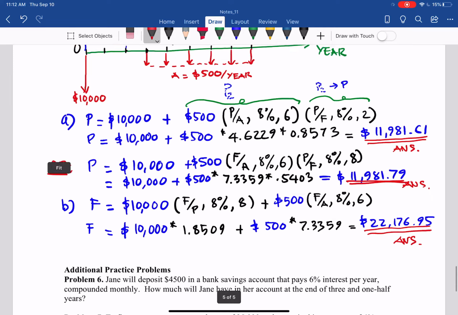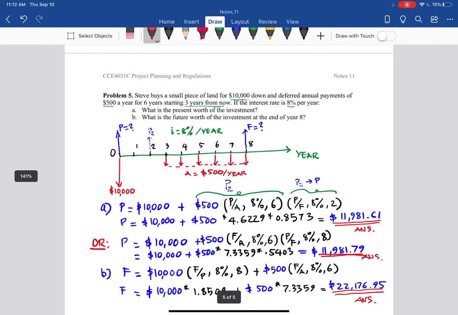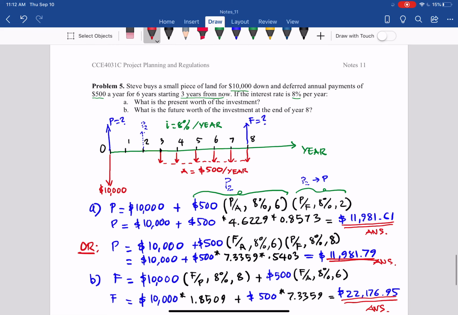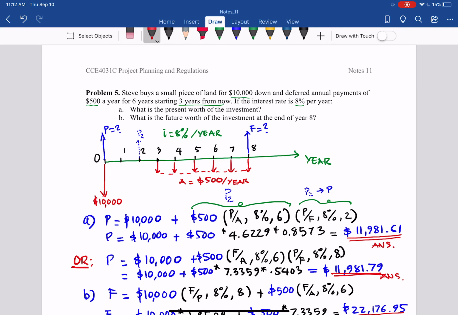So there are two ways that you can do this. You have additional problems here, so please practice and make sure you understand all the concepts in today's class. Before we move forward, in the next few lessons we will learn about how to evaluate project alternatives.